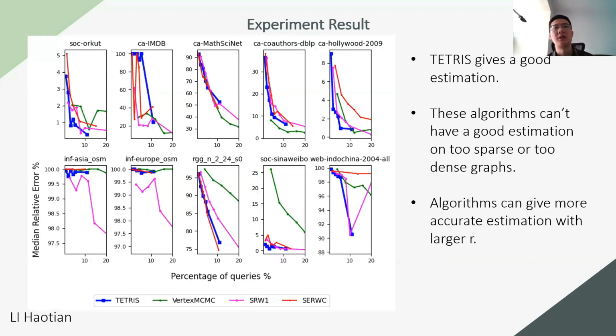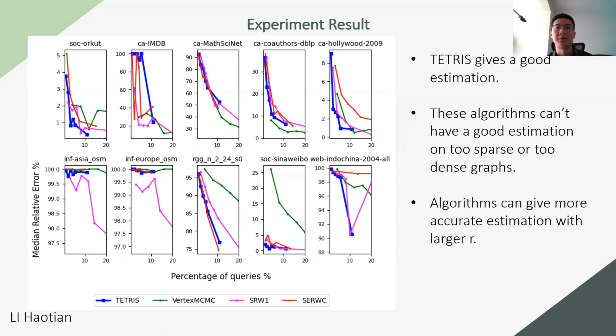The result is shown as the following figure. We can notice that in most cases, Tetris can get a pretty good estimation with low percentage of queries compared with other algorithms. And with larger R, in other words, percentage of queries in this figure, the estimation is more accurate.